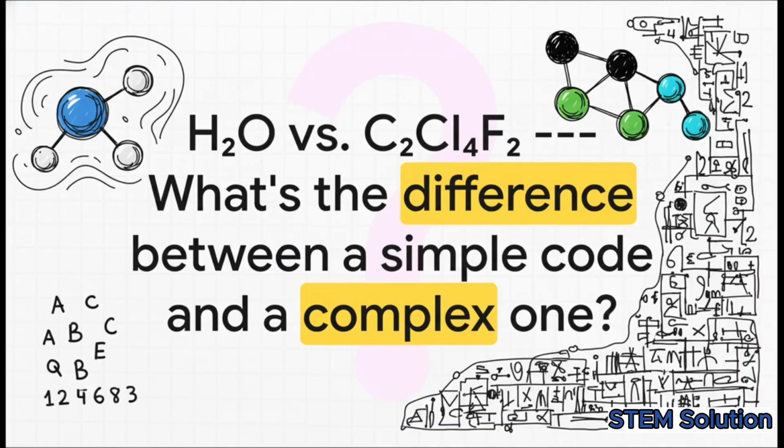You probably know H2O is water. That one's easy. But C2Cl4F2? Wow, that looks intimidating, doesn't it? But here's the thing. It's not just a random jumble of letters and numbers. It's a name. It has rules, it has structure, just like a real language. Honestly, the only difference between being able to read the first one and the second one is just knowing the alphabet and the grammar. That's it.